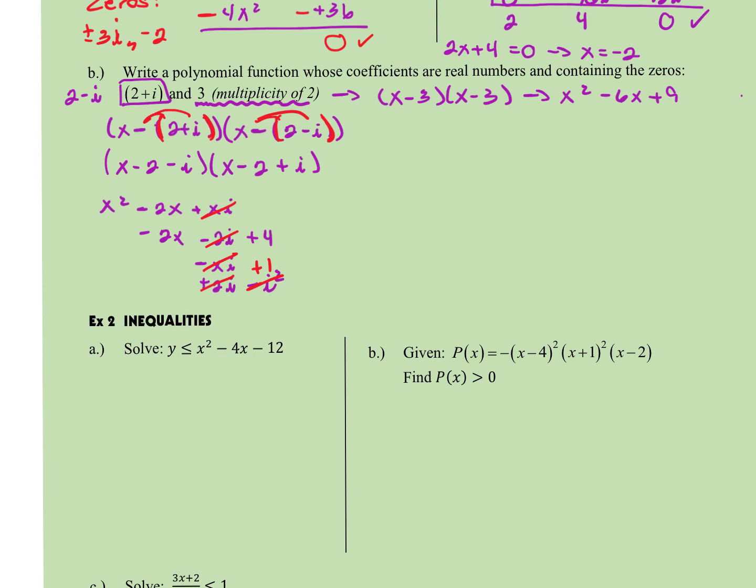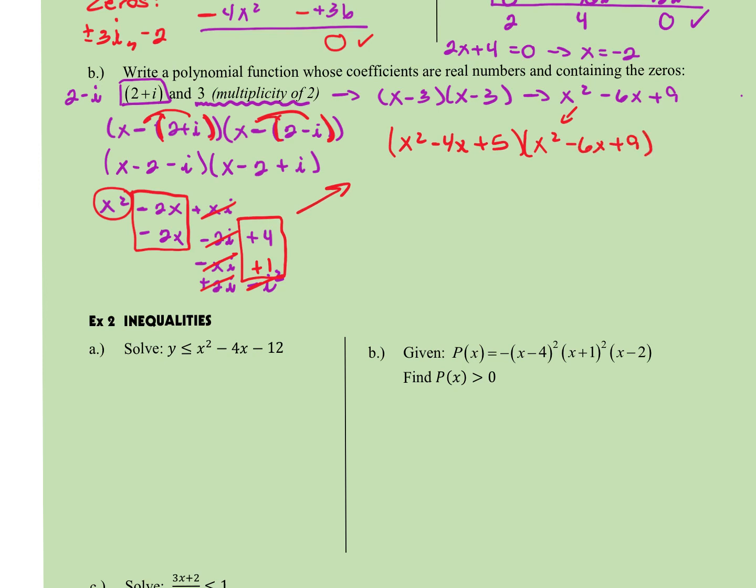So that means that all of this together, I'm going to have an x squared, I'm going to have a negative 4x, and I'm going to have these terms here, this 4 and this 1. So this whole thing together is going to become x squared minus 4x plus 5. Okay, so all of this is going to become that. Now, I'm going to take that, and I need to multiply it by this x squared minus 6x plus 9. And now I'm going to FOIL all over again.